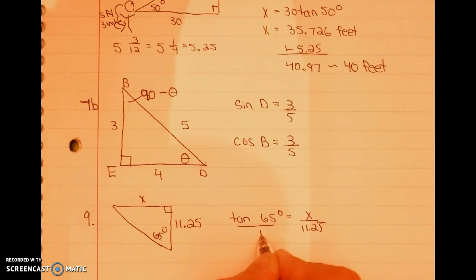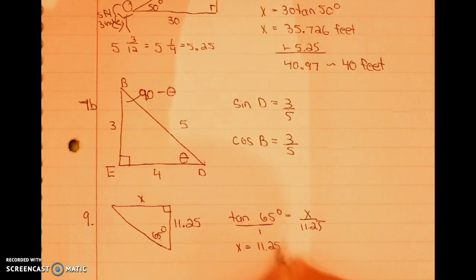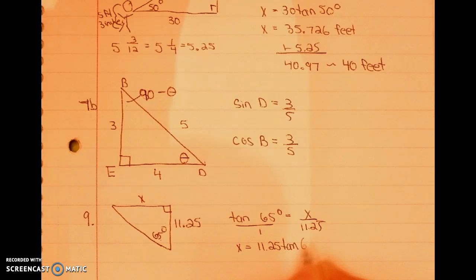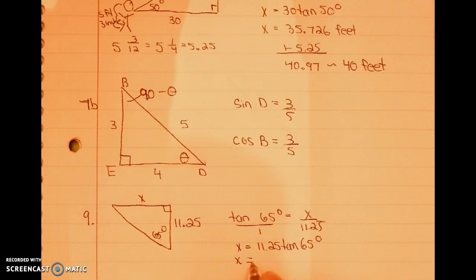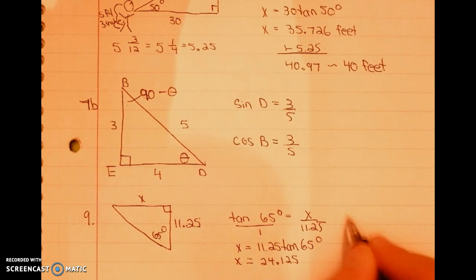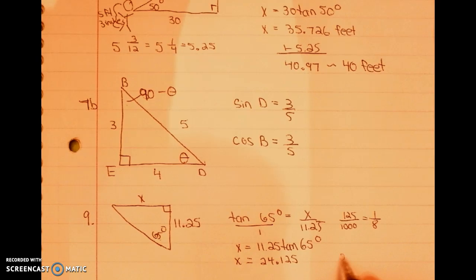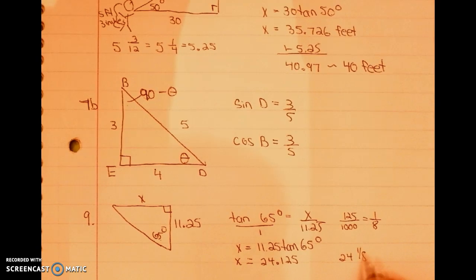Again, I'm going to cross multiply. We get x equals 11.25 times tangent of 65 degrees. When I plug that in my calculator, I get 24.125. And I think they wrote their answer as a fraction. 0.125 would be 125 over 1,000, which eventually reduces to 1/8. So we get 24 1/8 feet.